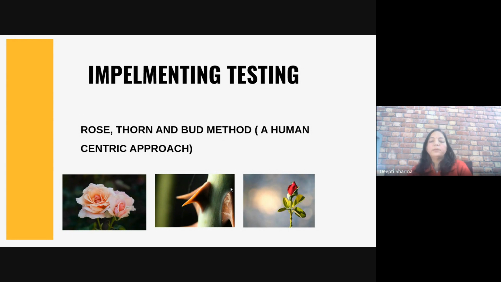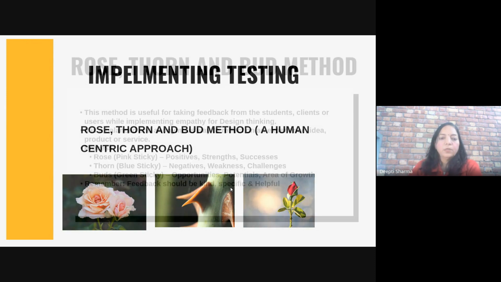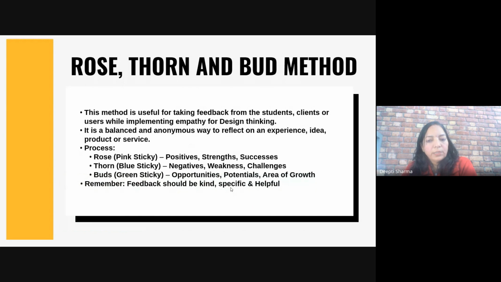And now we are going to implement the testing. There are various methods, but we have identified one important method, the rose, thorn, and bud method, which is a more human-centric approach. This method is useful for taking feedback from students, clients, or users while implementing empathy for design thinking. It is a balanced and anonymous way of reflecting on an experience, idea, product, or service.